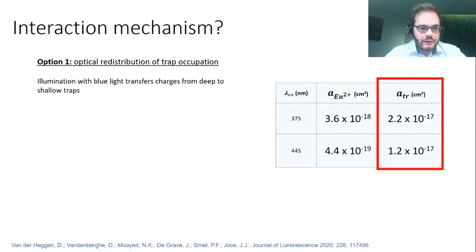However, we checked this by slightly varying the excitation light wavelength to make sure that we're not exciting europium 2+, but still have a high enough energy to induce a transfer from the deep traps to the shallow traps. But this effect is actually very small, so it seems unlikely that it is responsible for the huge difference in thermoluminescence intensities we have seen during the experiment I just explained to you.